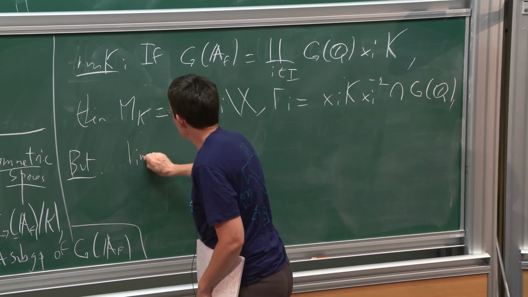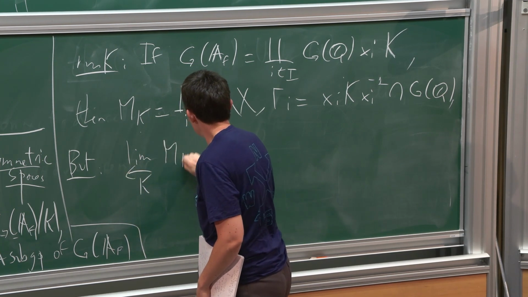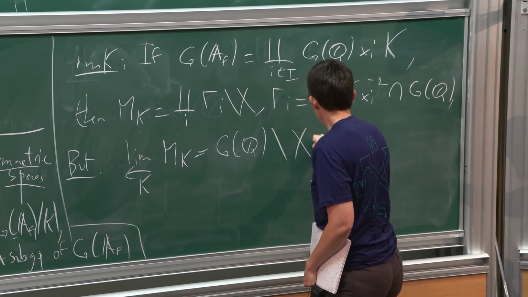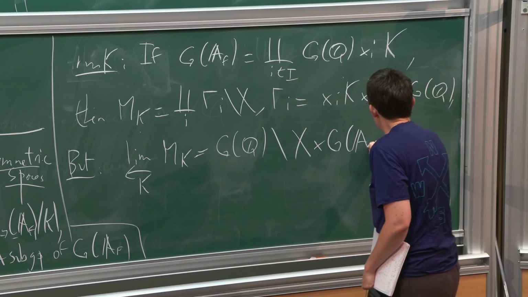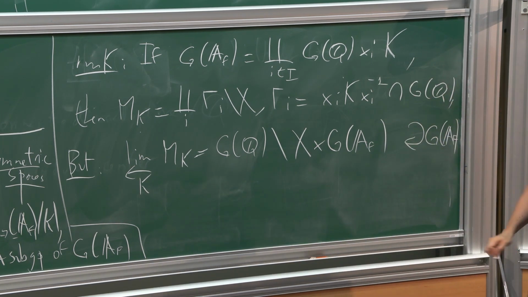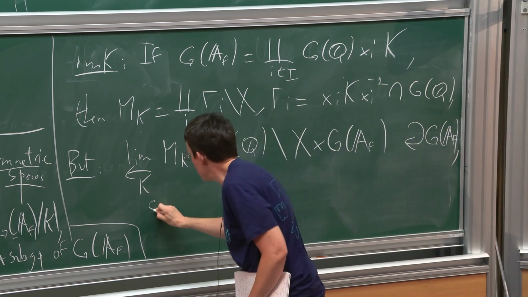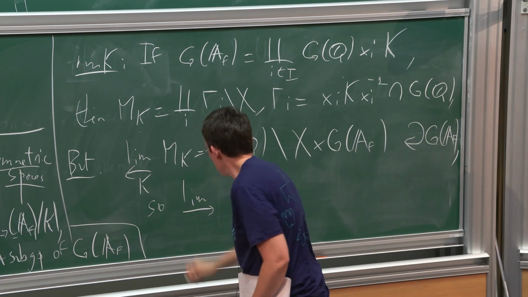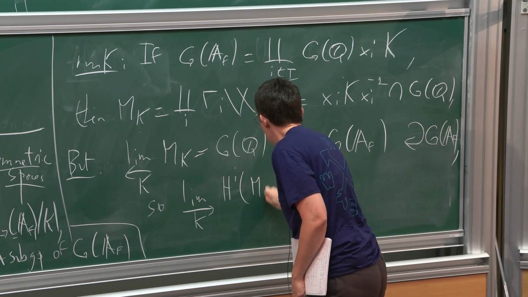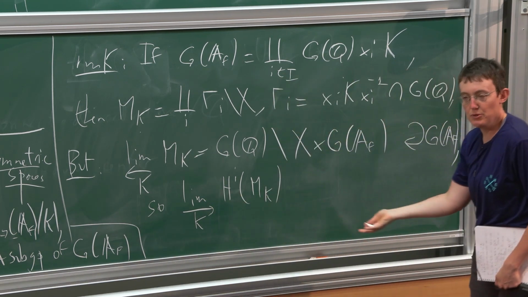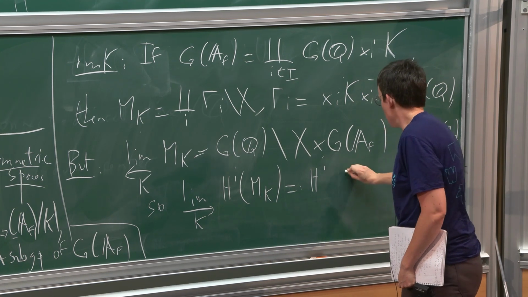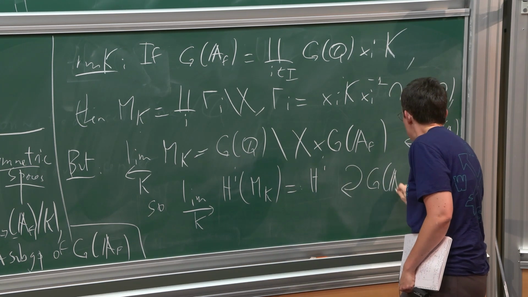If I take the limit over all K of MK, so this is G of Q quotient X cross G of AF, well, now I have an action of G of AF there. And so if I look at the limit over K of H^i of MK, so this is just Betti cohomology with coefficients in C, if you want, I'm going to call that H^i. Well, this also has an action of G of AF.